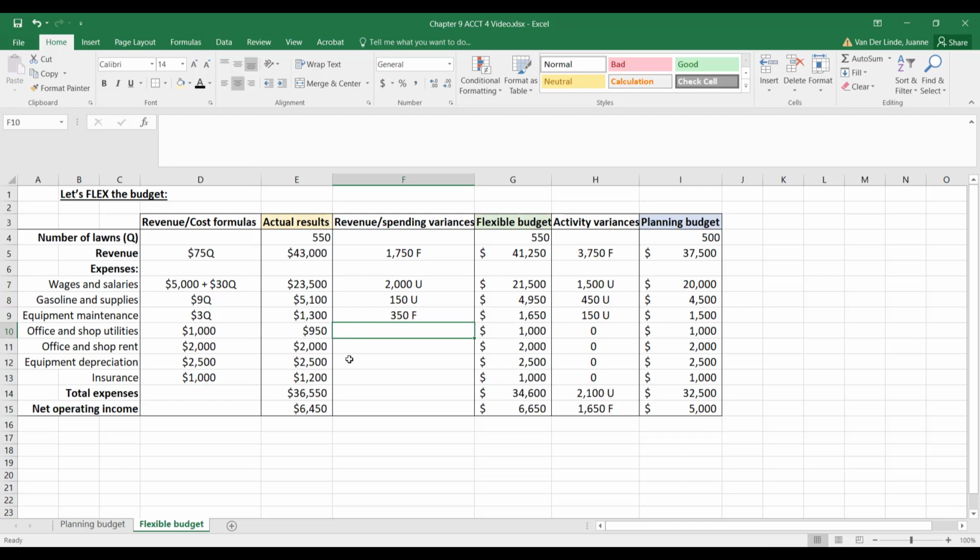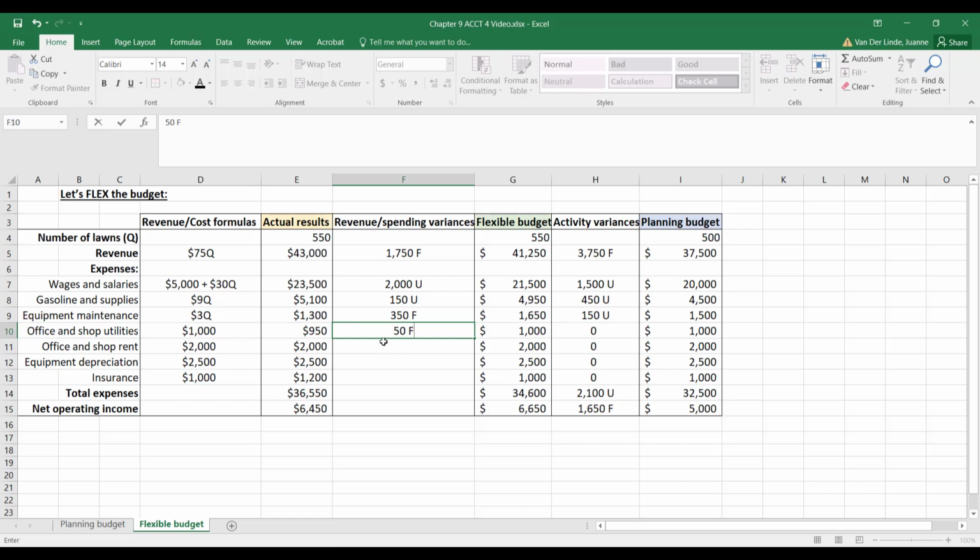All right, the next one is office and shop utilities. Remember, these are fixed expenses, these last four. So we should have spent $1,000, but we only spent $950. So there's a spending variance of $50, and this is going to be a favorable one because we spent less than what we should have. Now, we thought office and shop utilities is a fixed cost. How could that be? That we're actually spending less than what that fixed cost should have been? Well, it might be that the utility company changed its rates, and maybe that fixed cost completely changed fundamentally.